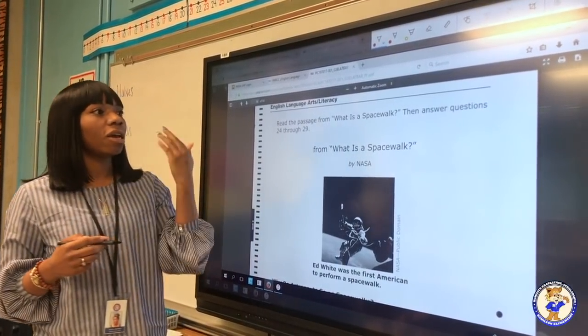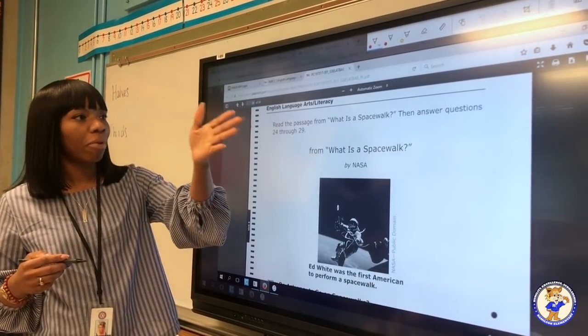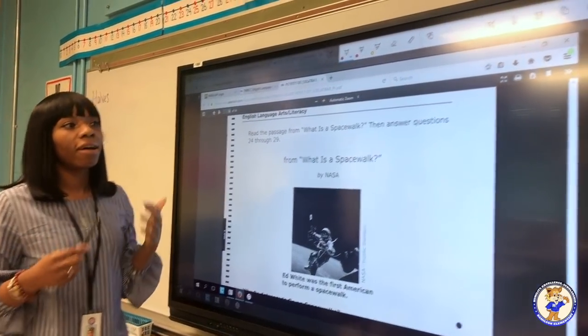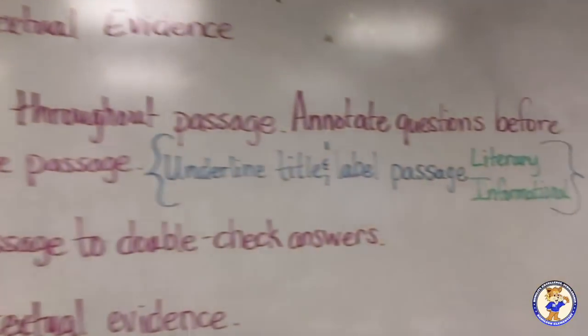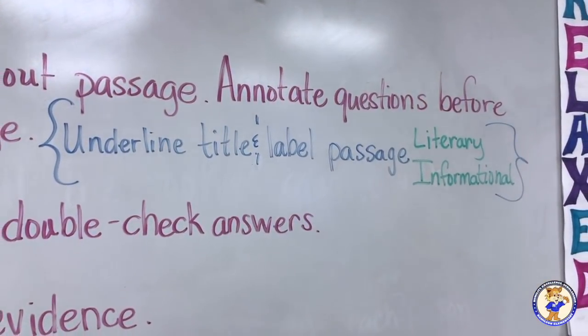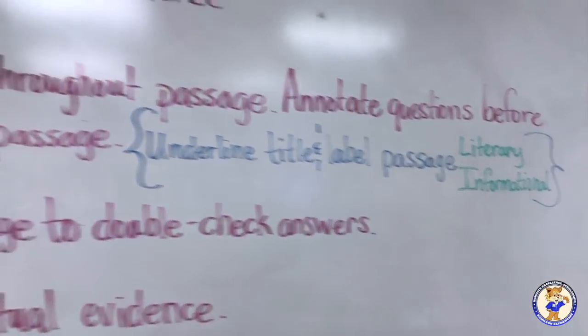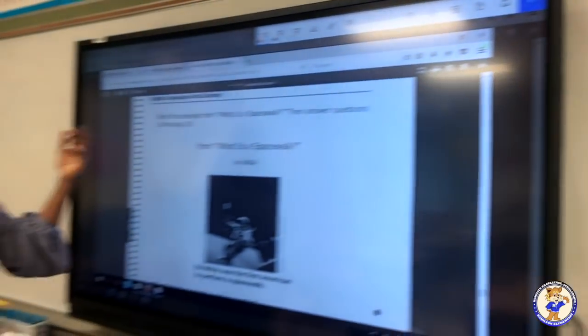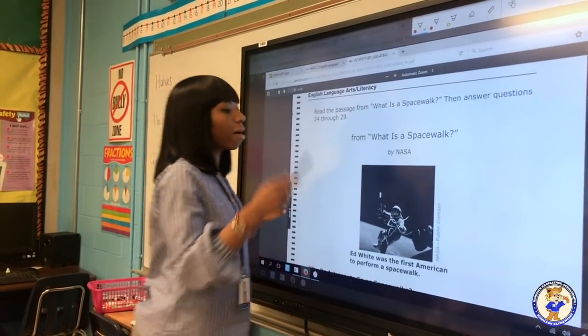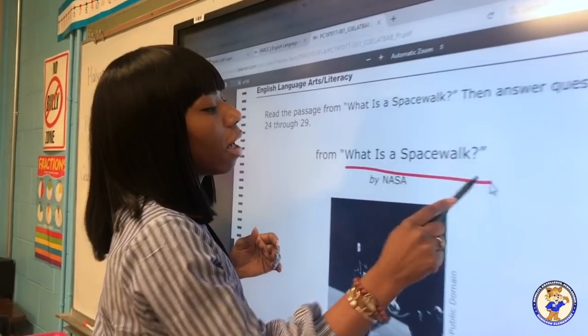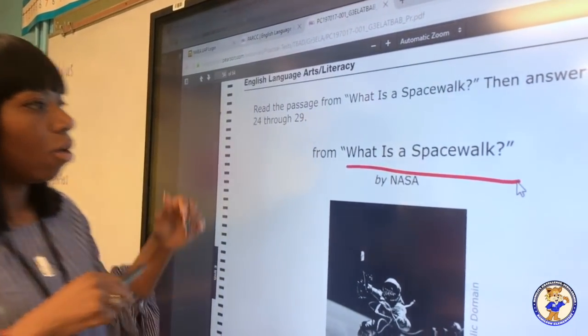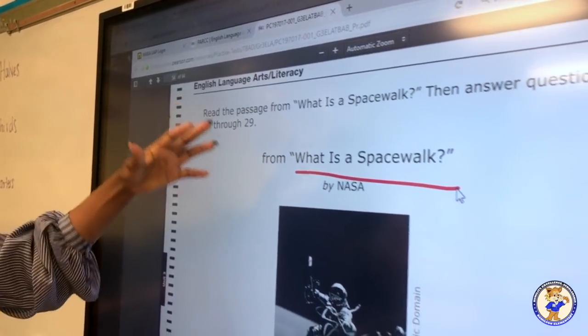The first thing that the students have is what I put in brackets over there in blue. I said to underline the title and label it either literary or informational. I can look at this passage first. This is "What is a Spacewalk?" That's my title. I'm going to take my pen or pencil and underline it really quickly. What is a spacewalk? Then I'm going to look here.